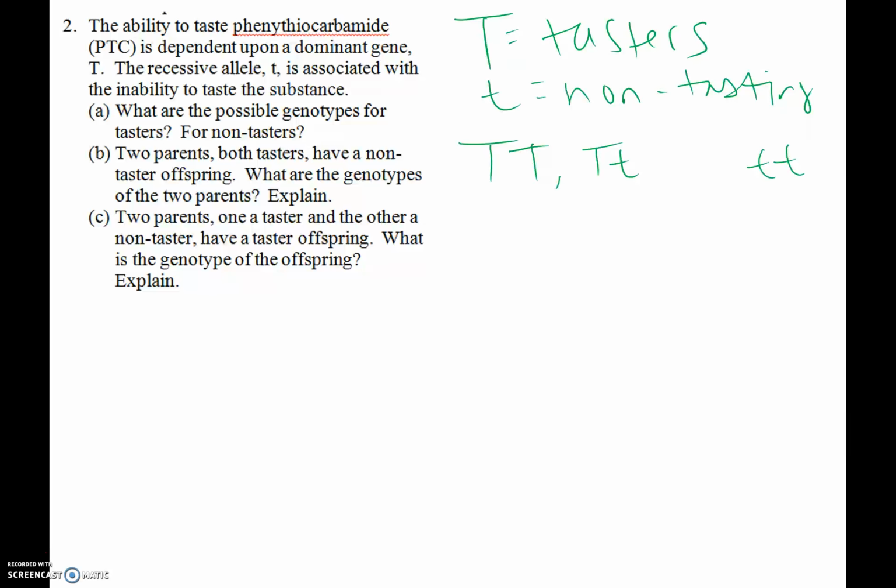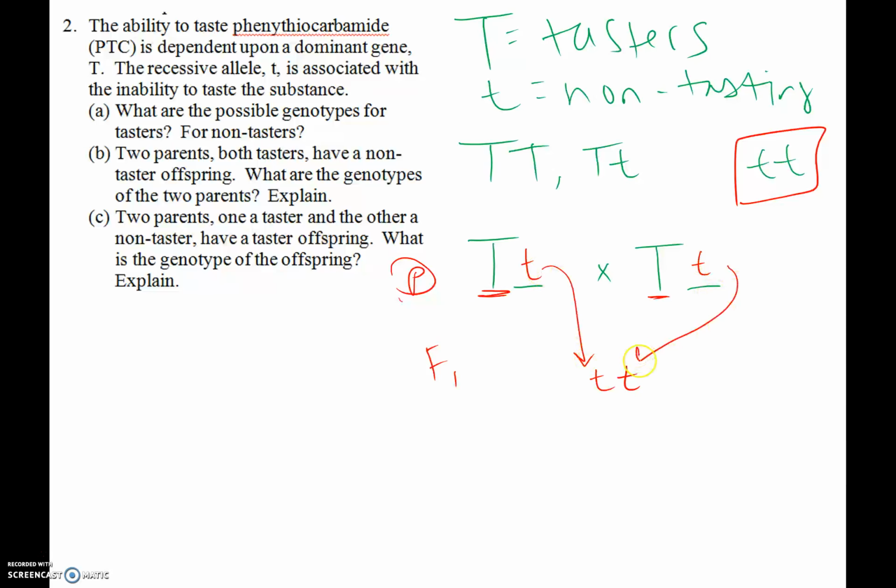Part B, two parents, here's one parent, there's the other parent, they're both tasters, so we know they have at least one dominant allele, and they have an offspring. So this is the parental generation. Now in the F1, they have a homozygous recessive child, a non-taster. So how do two parents that are tasters make a non-taster? Well, they would have to be heterozygous because they'd each have to give one of these alleles to their offspring. So the genotypes of the two parents are both heterozygous.